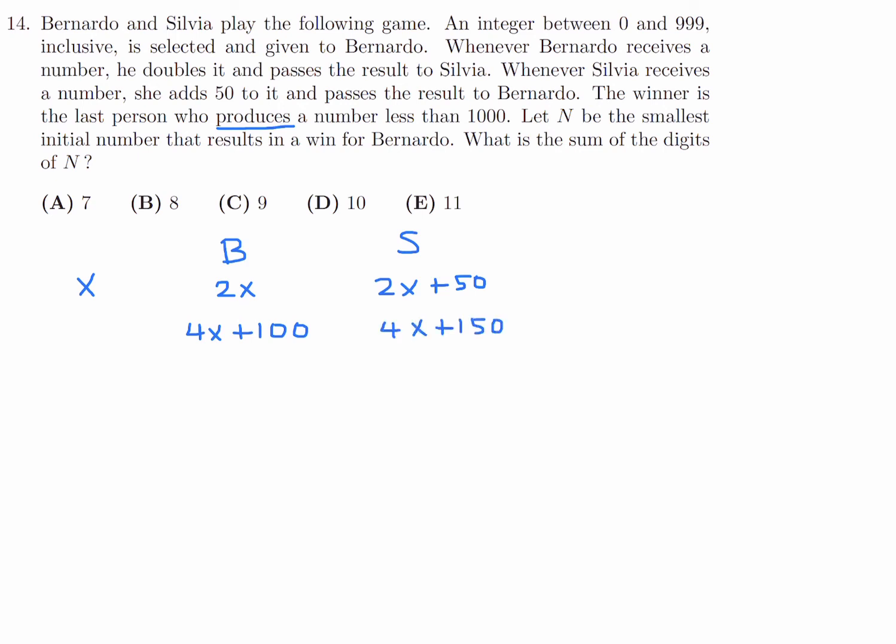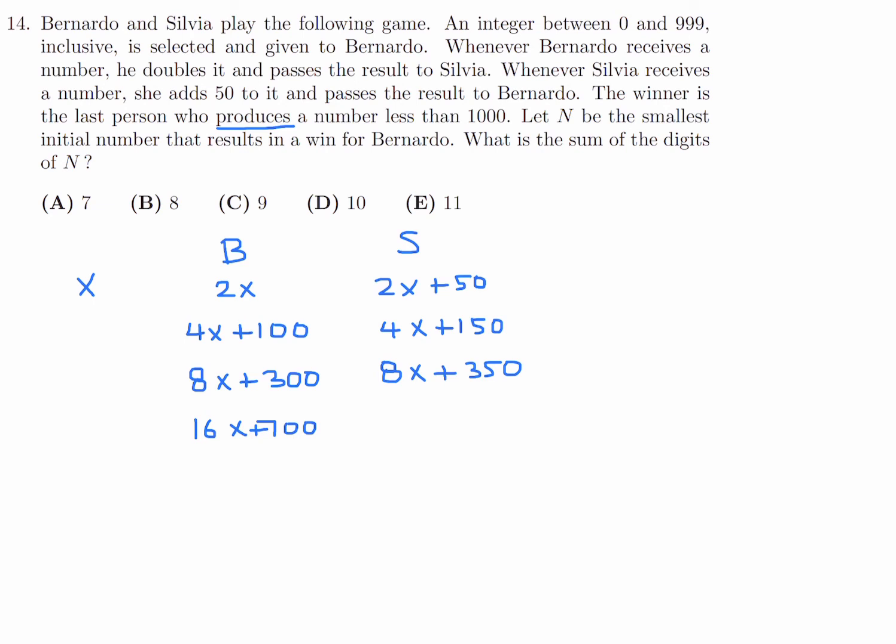And this process continues. Bernardo gets it and doubles it, so it'd be 8x plus 300. And then gives it to Sylvia, and she adds 50 to make it 350. Then she gives it back to Bernardo. He doubles it.